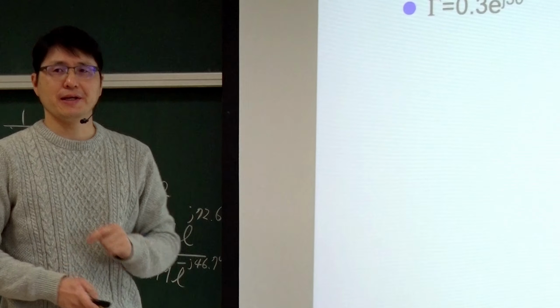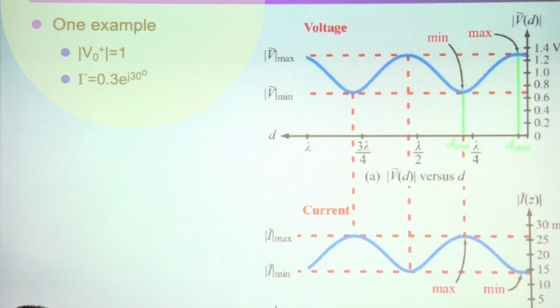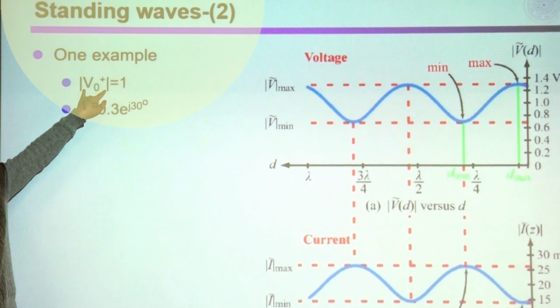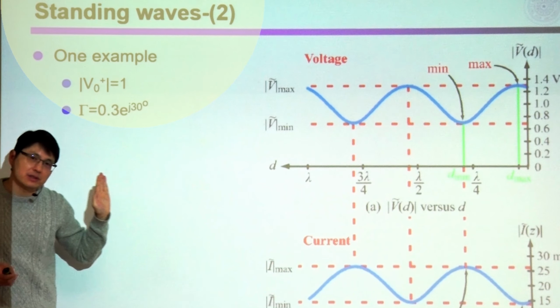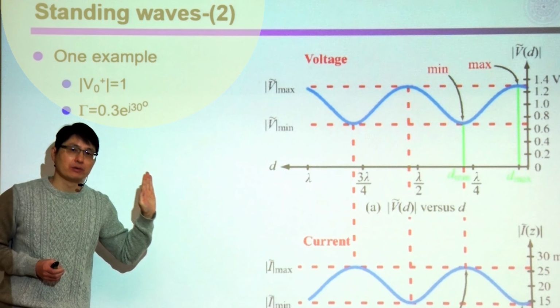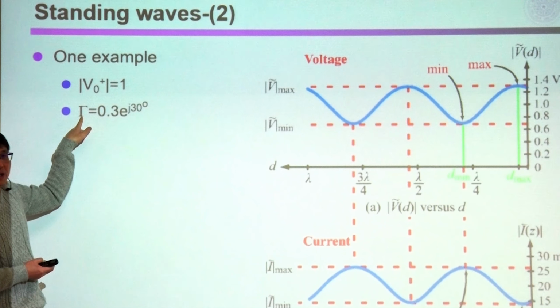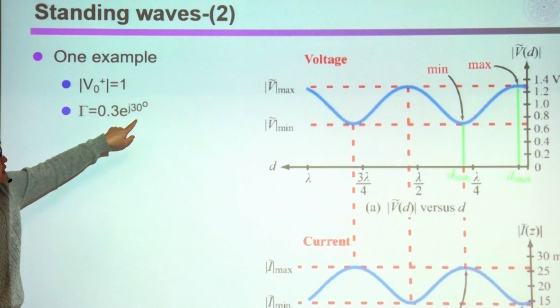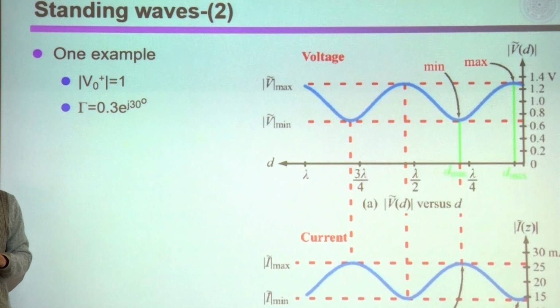But let me show you one case. This is a practical case where, for example, we know that V0 amplitude is 1. You send in a 1 volt positive traveling voltage wave, and somehow you have a reflection coefficient of 0.3 in amplitude and a 30 degrees phase. So you do have some kind of reflection.